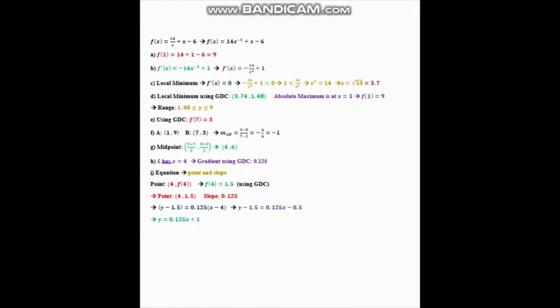Next, I want to find the coordinates of M, which is the midpoint of line segment AB. So the midpoint is obtained by averaging the x values. So (1 plus 7) over 2, 8 over 2 gives me 4. And similarly for the y values, (9 plus 3) over 2, so 12 over 2, which is 6. These are the coordinates of the midpoint.